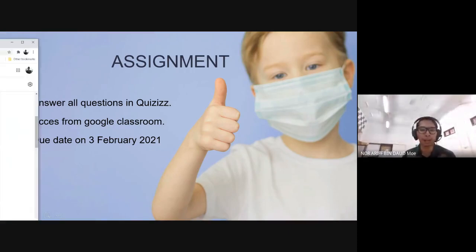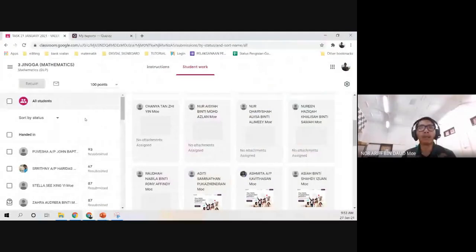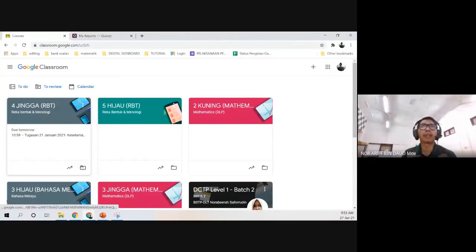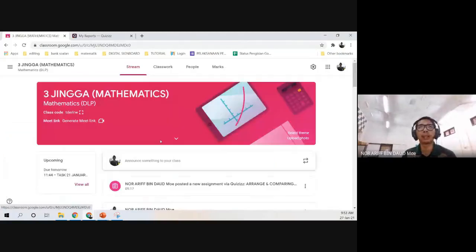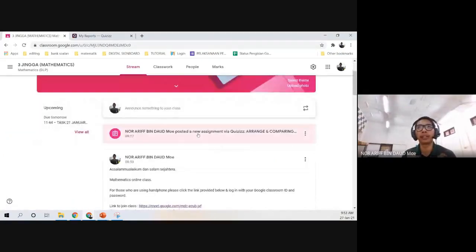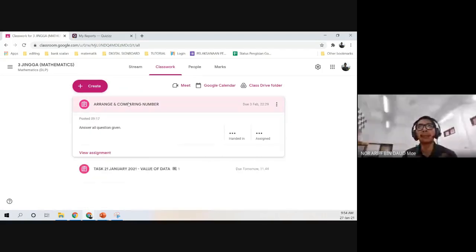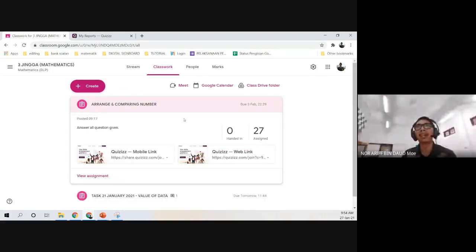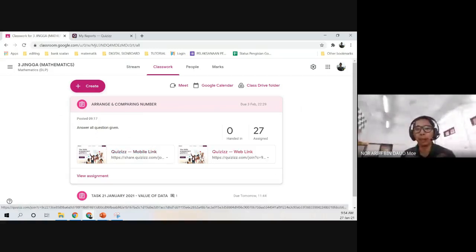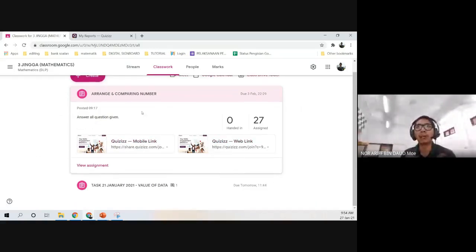Now we look at your Google Classroom first. This is 3 Jingga. This is your assignment in the stream area. You can also reach your assignment in classwork, and you can see it like this. Arranging and comparing numbers. You can choose which link you want to do.